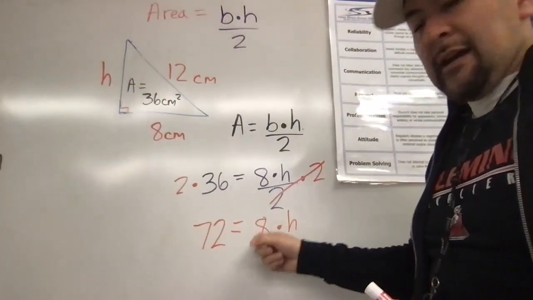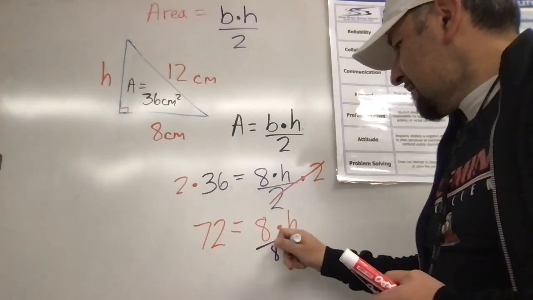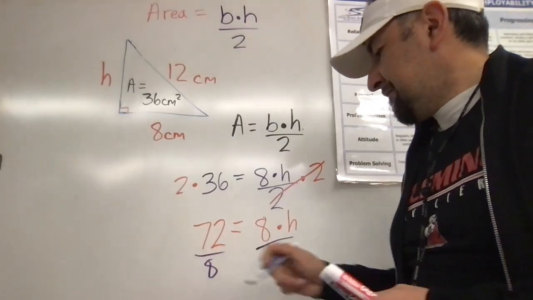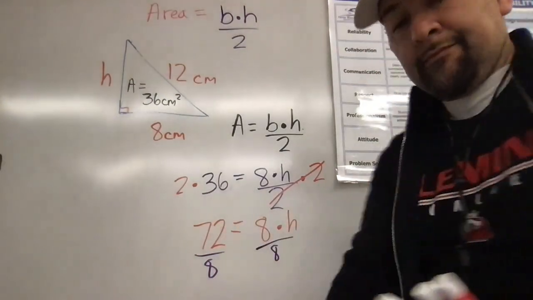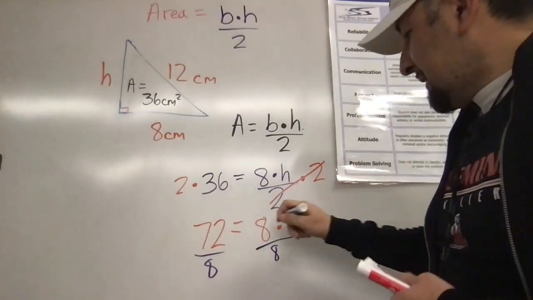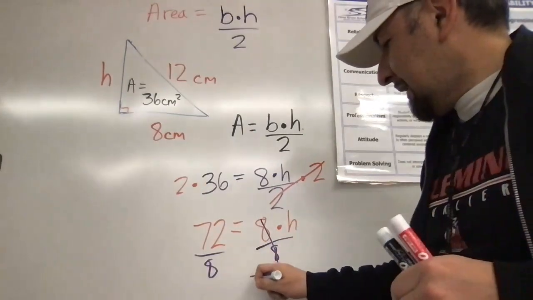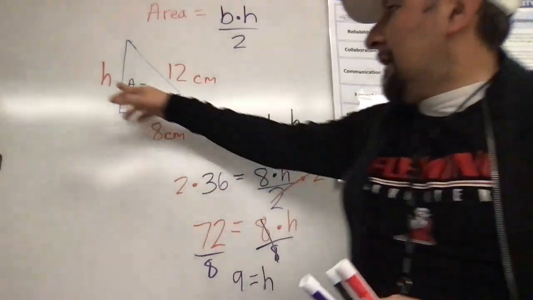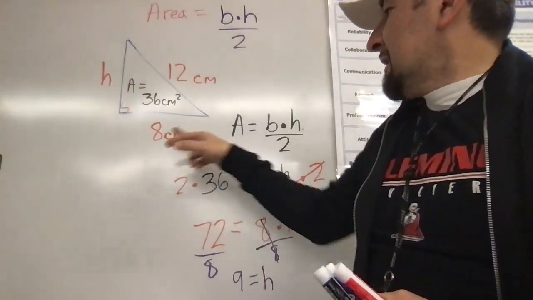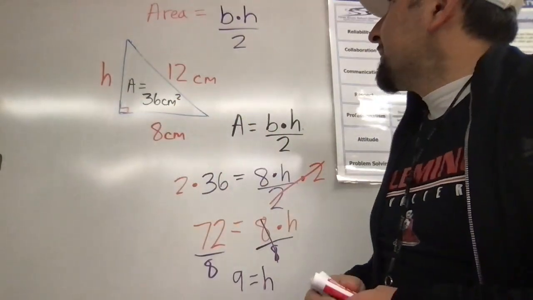How do I get rid of times 8? Yeah, divide by 8. Do it to both sides. All right. If you need to, use a calculator. And then, let's see, that's going to cancel. And we found that our missing number equals 9. All right. 9 times 8 is 72. And half of 72 is 36. Yeah, that checks out. All right.